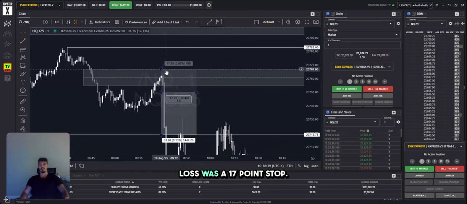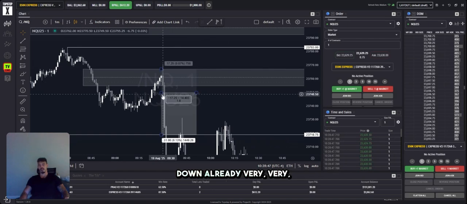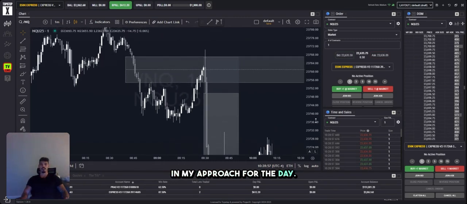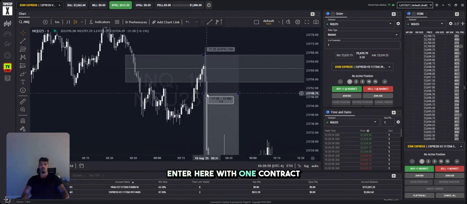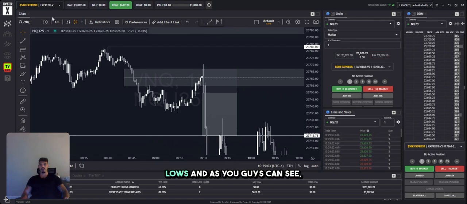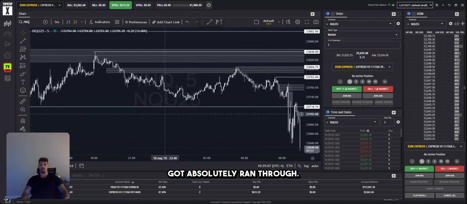And my stop loss was a 17-point stop, literally like yesterday. I put my stop above this 5 minute fair value gap, literally just above it, because if we just displaced down already very, very, very quickly, which we did, price has no reason to come back here. We already rejected it. 17-point stop was conservative and realistic in my approach for the day. Entered here with one contract targeting previous day's lows. And as you guys can see, previous day's lows got absolutely ran through.